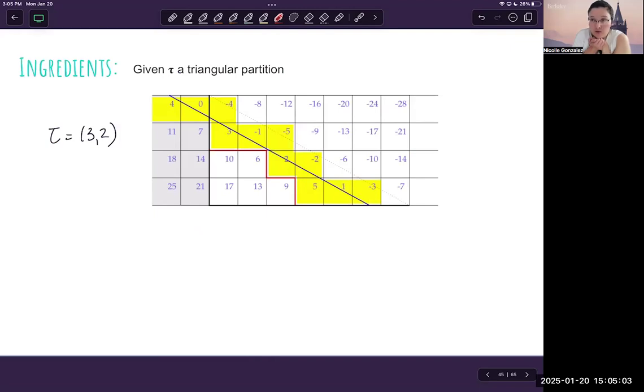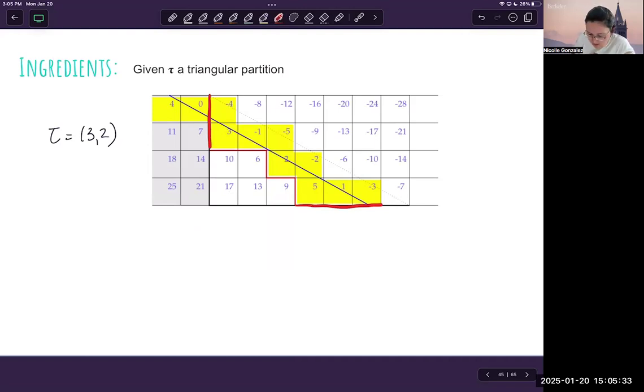Our ingredient always starts with a partition. Remember that a partition is equivalent to a Dyck path. It's the same information. In this particular example, let's say our partition is 3, 2. And 3, 2 is the same as writing 3, 2, 0, 0. I'm just ignoring the zeros at the end. And when I erase the information that I don't need, my path is really this guy, right?